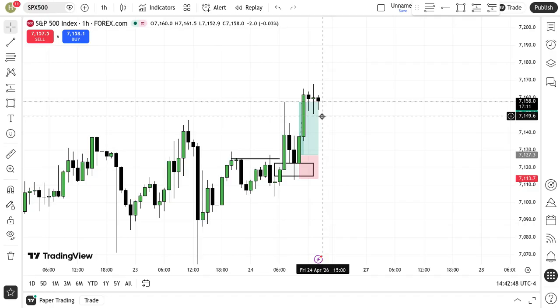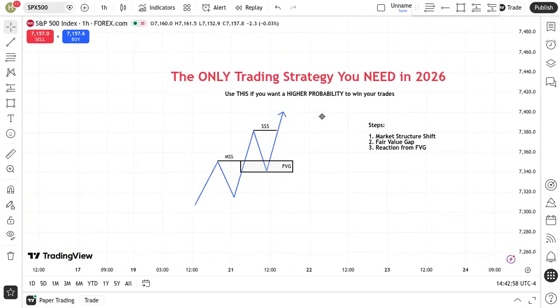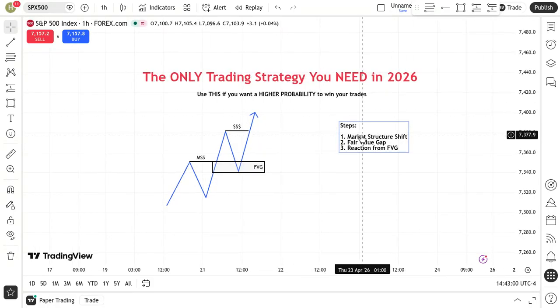This is a very simple strategy, but it is viable for winning high probability trades and making your trades higher probability. So let's look at these steps again. Remember, market structure shift, fair value gap, reaction from the fair value gap.